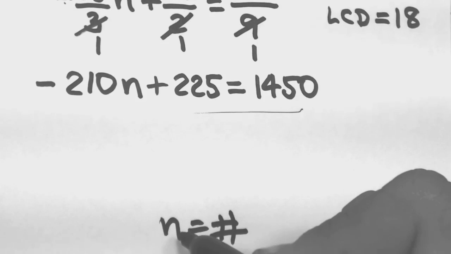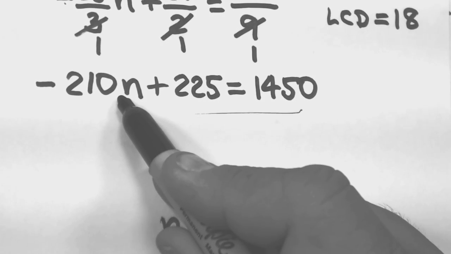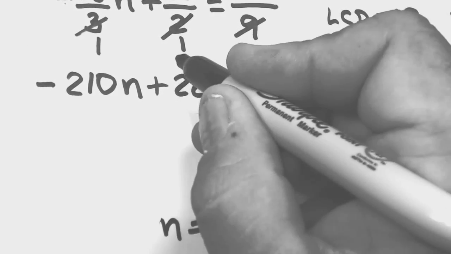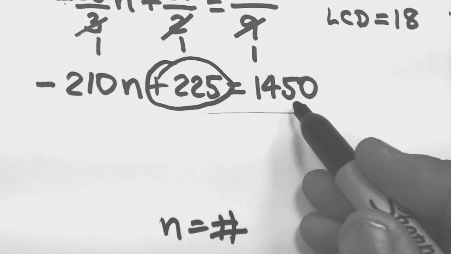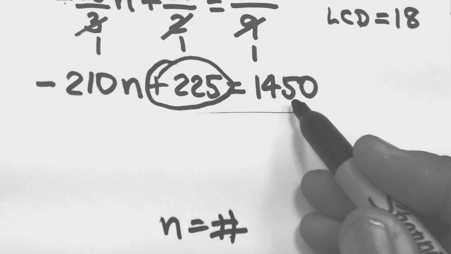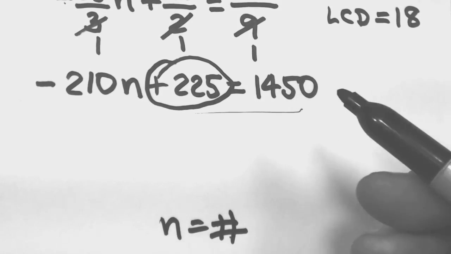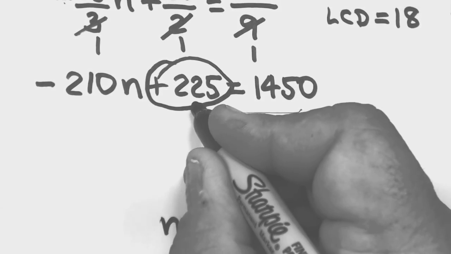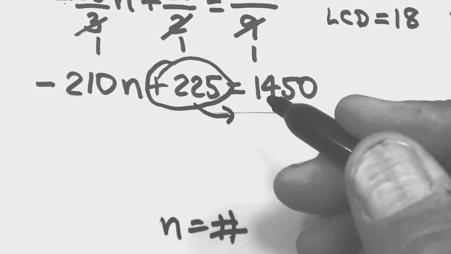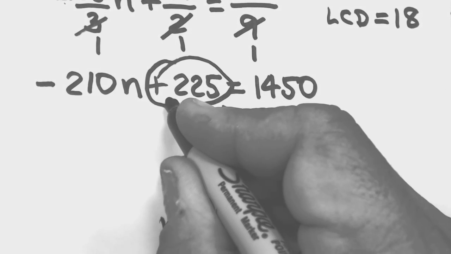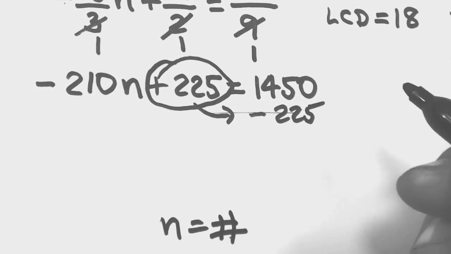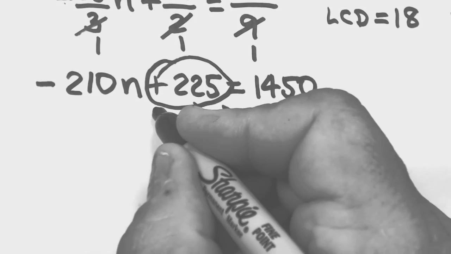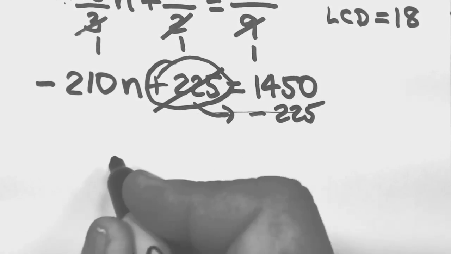So, n's are okay on the left, the minus 210 is okay, but I have to move the 225. Plain numbers are okay on the right, the 1450 is fine. Okay, well there's only one guy I have to move, let's move him. So I have to move over the plus 225 is minus 225. So plus to minus, he's moved correctly.